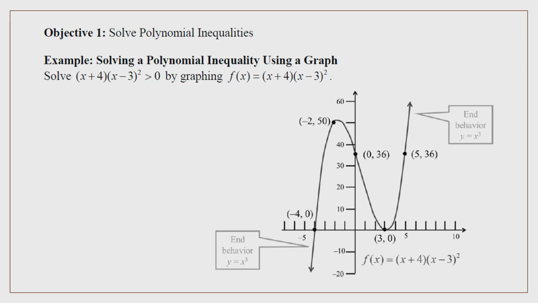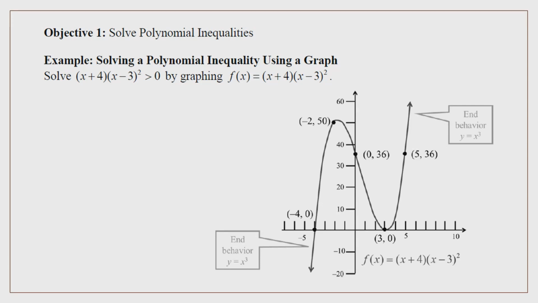So in our first example, we're asked to solve this polynomial inequality using a graph. We need to solve the quantity x plus 4 times the quantity x minus 3 squared is greater than 0 by graphing f of x equals x plus 4, that quantity times x minus 3 squared.